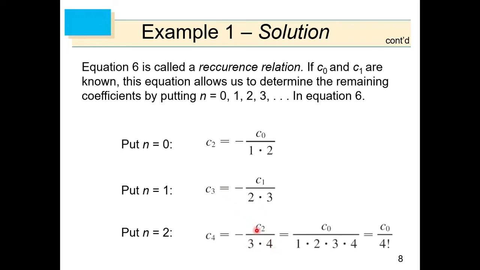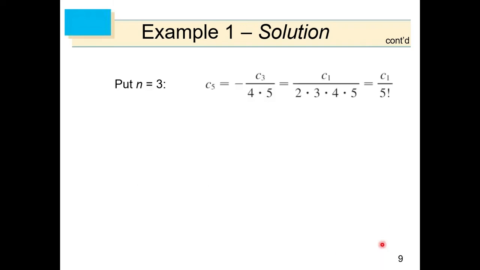But here we have the value of c2. c2 is equal to minus c0 upon 1 into 2, so minus minus plus c0 upon 1 into 2 into 3 into 4 is equal to c0 upon 4 factorial.